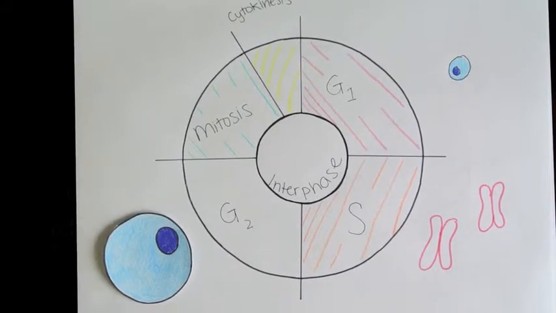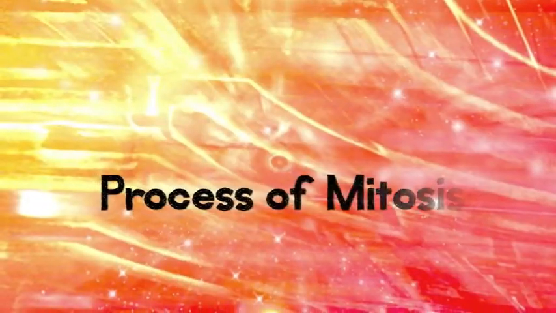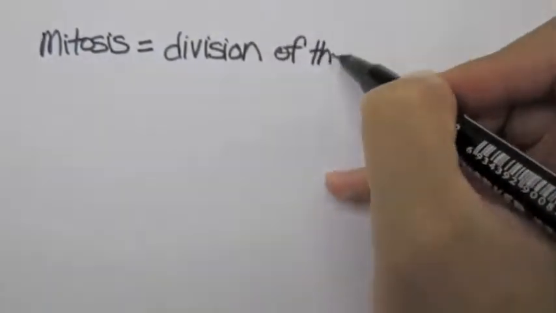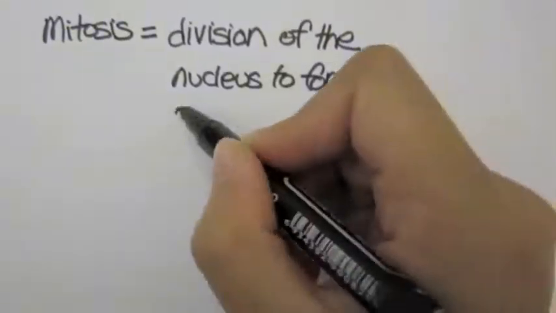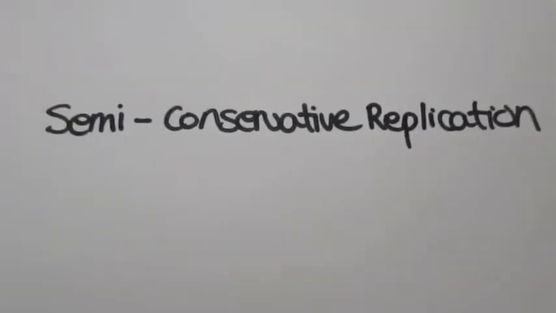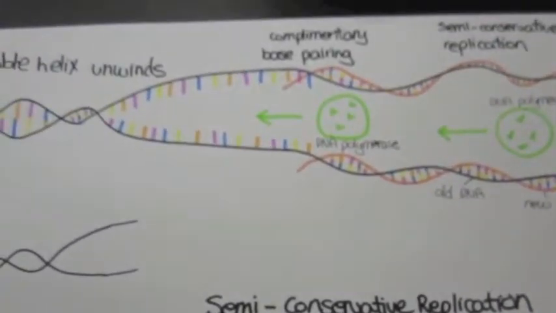After interphase, it is time for mitosis. Mitosis is a type of cell division. It is the division of the nucleus to form two genetically identical nuclei. It produces two genetically identical cells by semi-conservative replication.